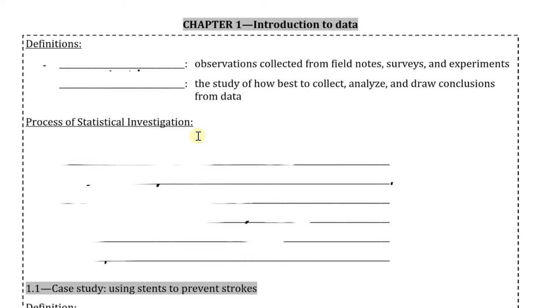This lecture will cover section 1.1 for Intro to Statistics, an introduction to data, as well as the information presented prior to section 1.1 itself. There are a few definitions introduced in this section that we need to consider, the first of which being data. We will call any observations gathered from field notes, surveys, and experiments data.